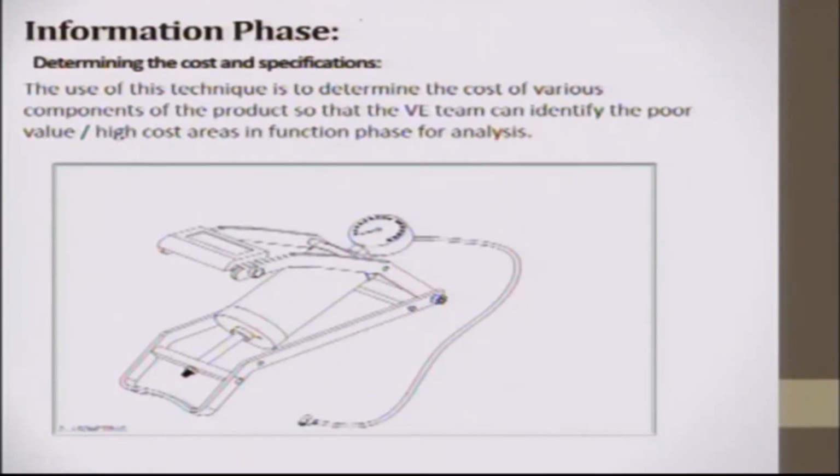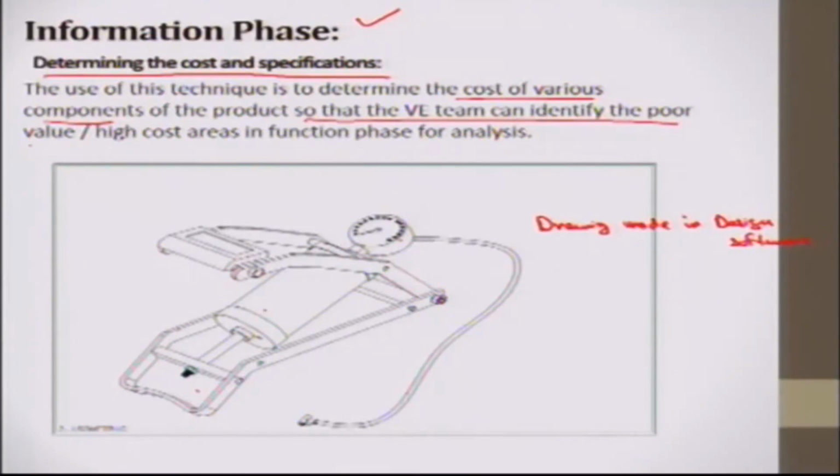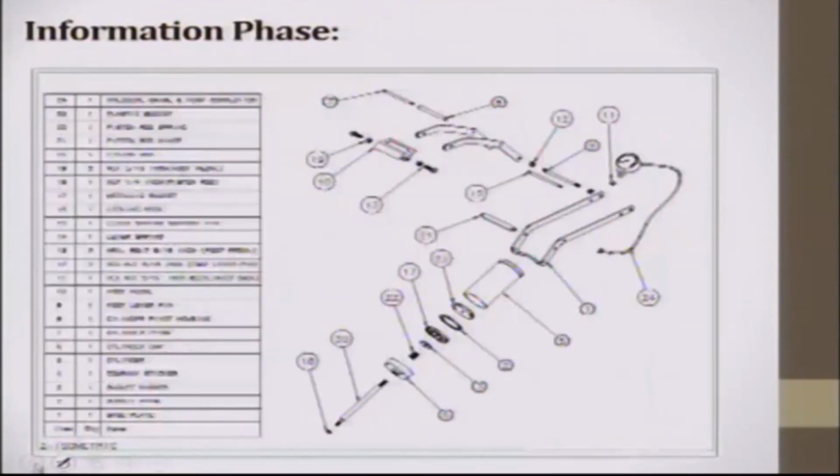So the next is the information phase. In the information phase, the first step is determining the cost and specification. Specification is this drawing, made in design software. All the components here are made and then assembled. The use of this technique is to determine the cost of various components of the product so that the value engineering team can identify the poor value and high cost areas in the function phase for analysis.